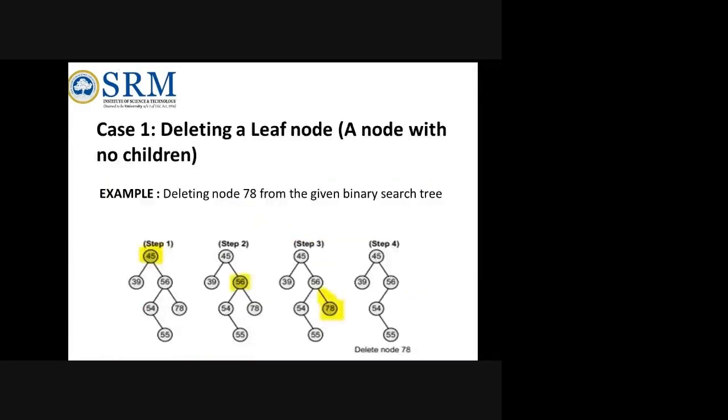Now deleting a leaf node. Till now we were seeing about insertion. Now deletion also, there are three possible cases in deletion. One is your leaf node deletion. Another one is your node with one child you are deleting. Another one is node with two children. What you have to do for the root node.